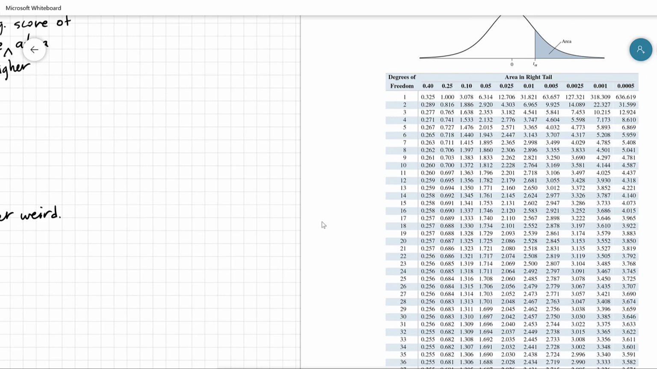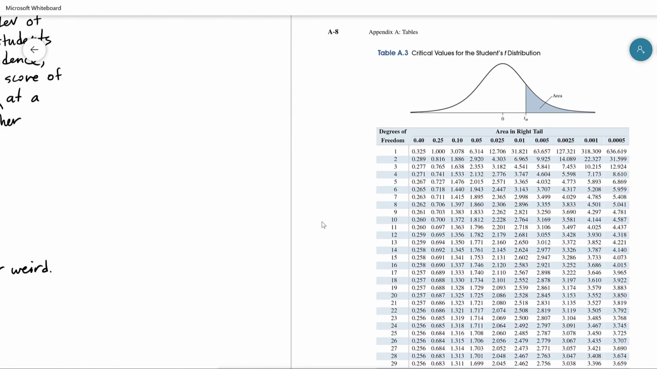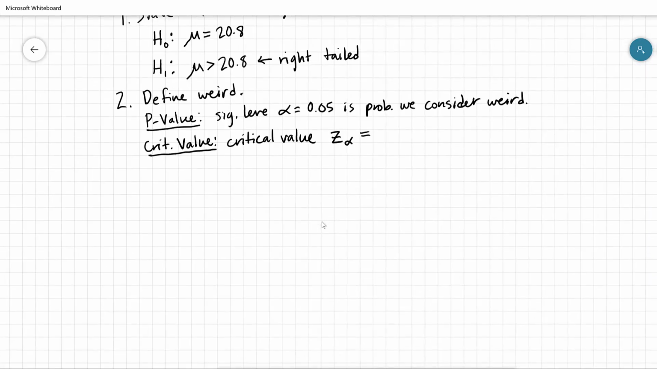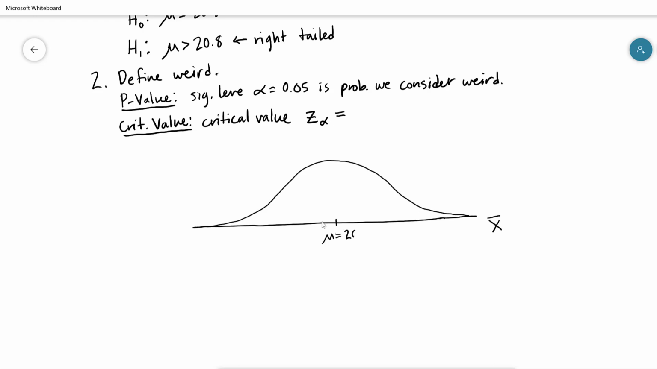And so here's our table A3. We are interested in an area in the right tail. In fact, maybe let's draw the picture first to get a sense of what all of these pieces mean. And then we'll go to that table. So here's how we are picking it out, so it hopefully makes a little bit more sense. Here's our sampling distribution of all the different possible x-bar values. And we're assuming the center of this is at 20.8. That is our null hypothesis.